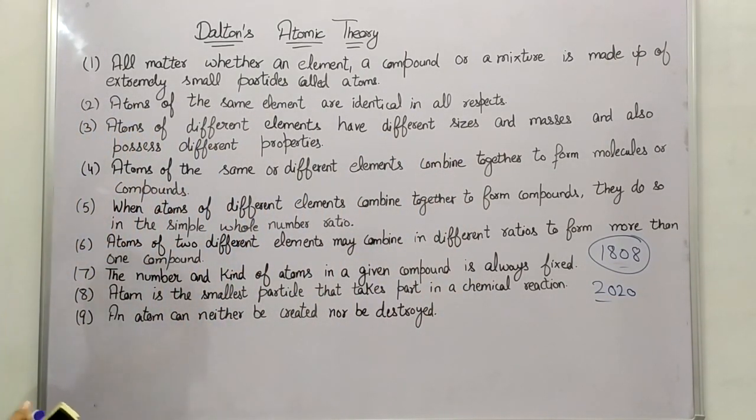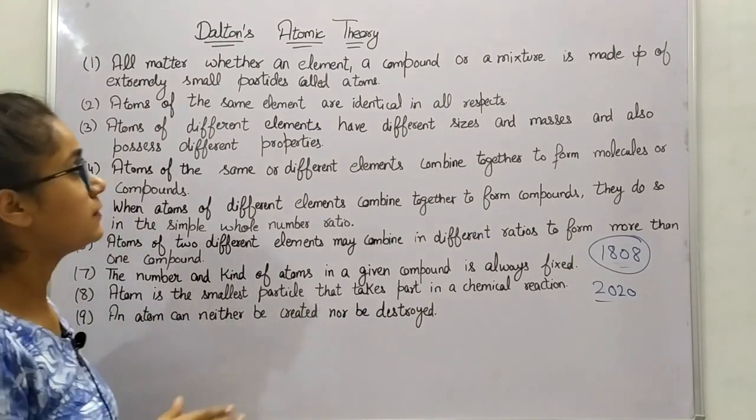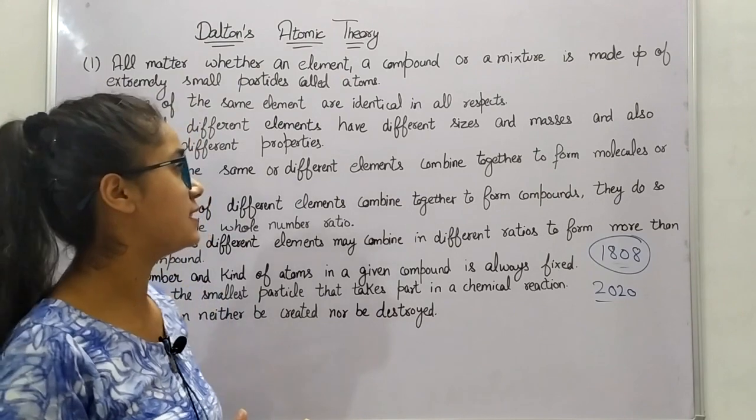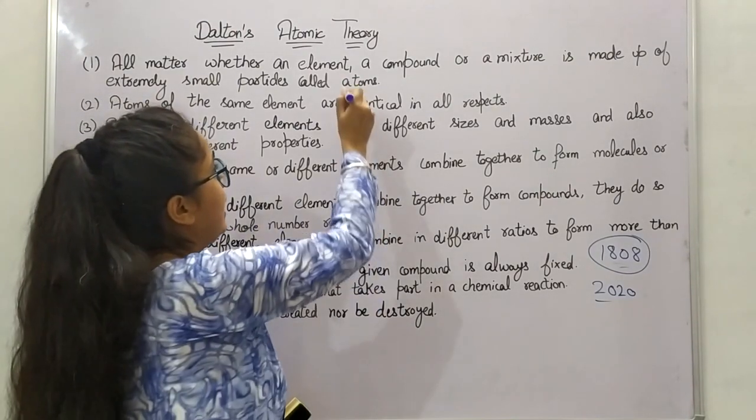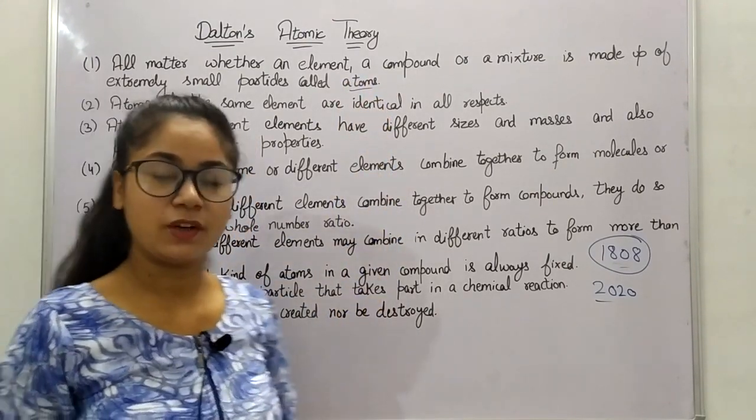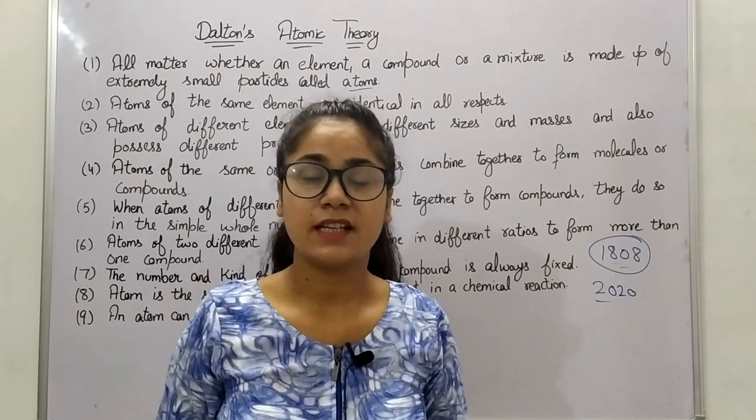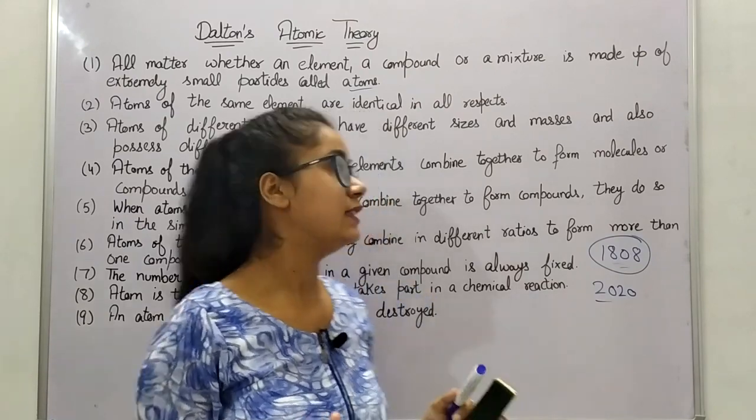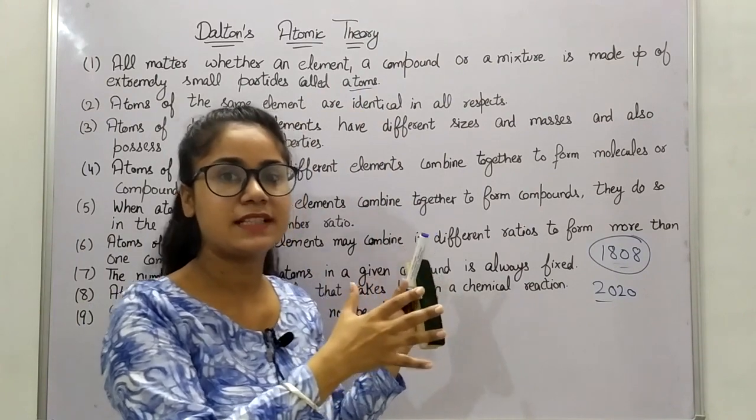So let's start with the first postulate of the theory. In the first postulate, Dalton stated that all matter, whether an element, a compound, or a mixture, is made up of extremely small particles called atoms. First of all, we know that everything in our space that occupies space or has mass is matter, and in that matter comes the atom, the smallest particle, right? Well, smallest up to now.